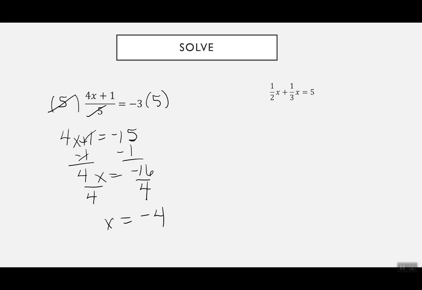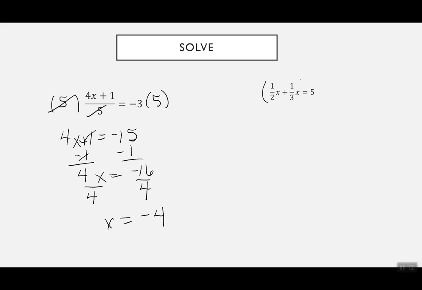Here's one with two fractions. So I have a 1/2 of x and I have a 1/3 of x equals 5. So I have two numbers I need to get rid of. I need to get rid of the 2 from the 1/2. I need to get rid of the 3 from the 1/3. Well, think about this. What if I just get rid of both of them at the same time? And how am I going to do that? If I'm going to multiply by 2 and I'm going to multiply by 3, that says we can multiply by 6.